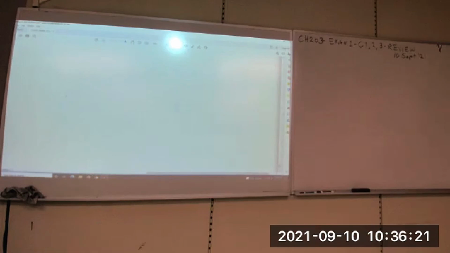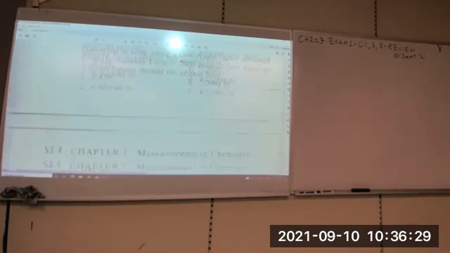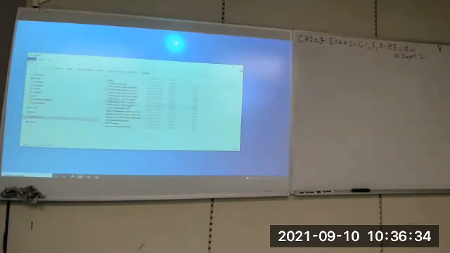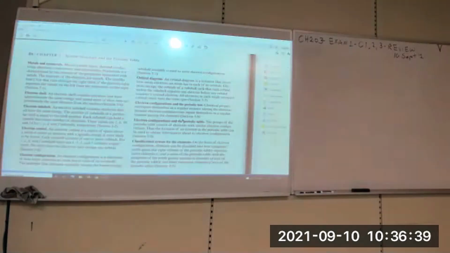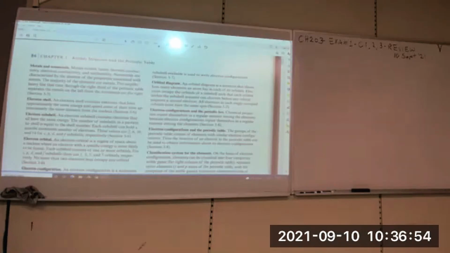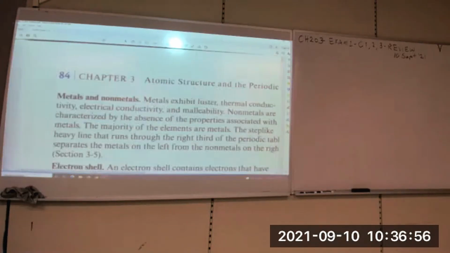Where's my cursor? There it is. All right, that's it for that chapter. Chapter 3. Okay. There it is. I was waiting for that. Thank you, Adobe Reader, my default. Okay, let's bump it up to, there we go.